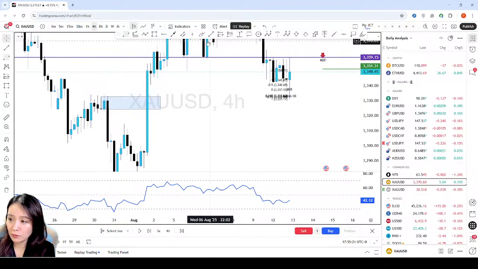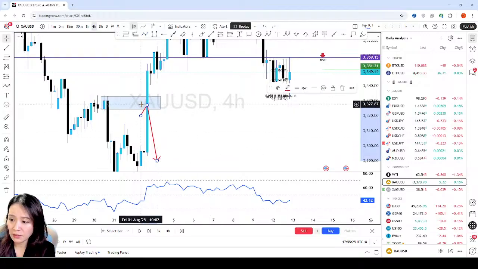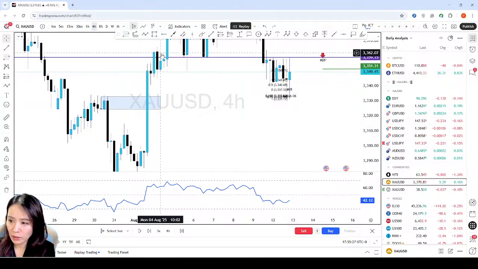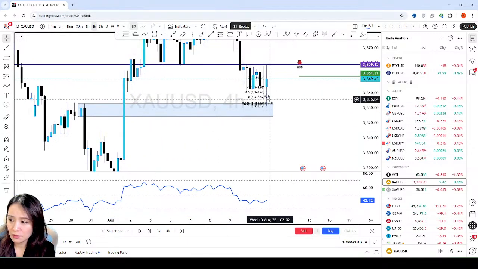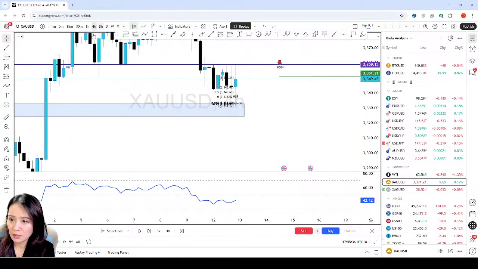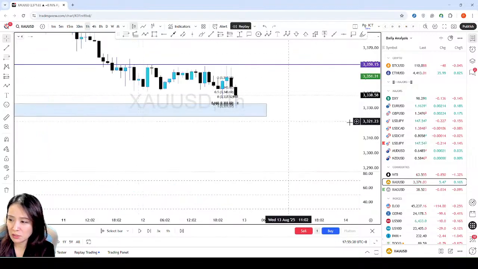Usually price will respect the box and then fall, but it failed. Right? They just went above. I think that was the news here. And that's why when price comes back to the breaker block, you will see the rejection and then rising. Okay, you will see the rejection.